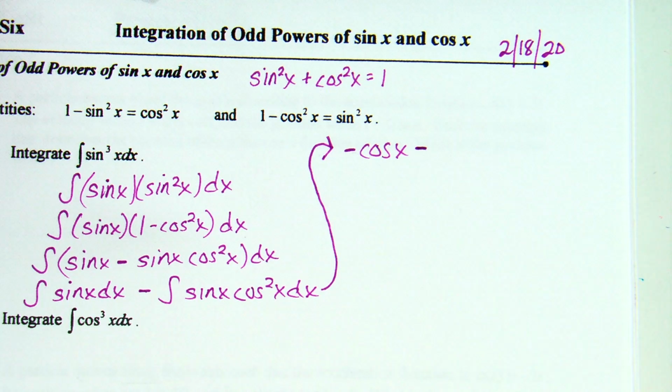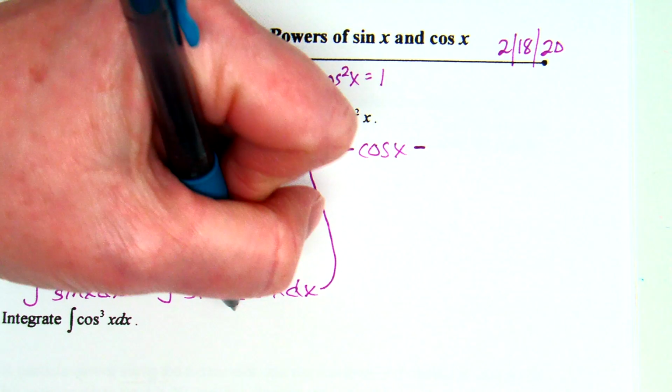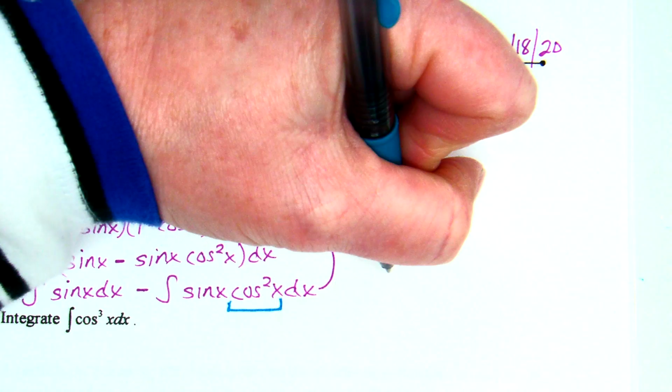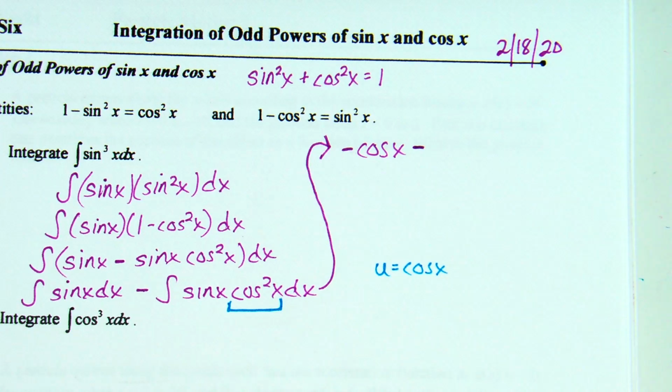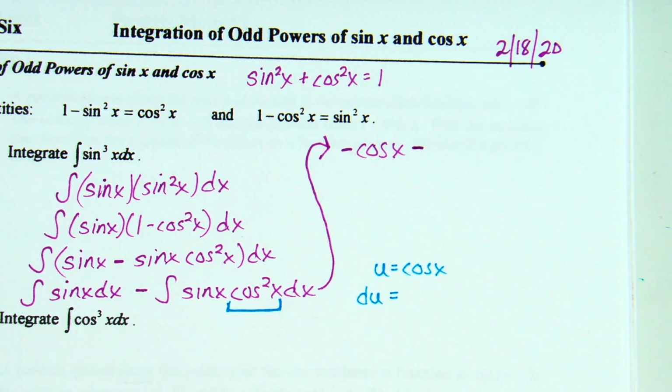In that, what is our main thing here? We have something raised to the second, yes? That something raised to the second is cosine, so I would use that as my u value. So if u is cosine x, then what is du? In other words, if u is cosine x, the derivative of u is du, so the derivative of cosine x is negative sine x dx.